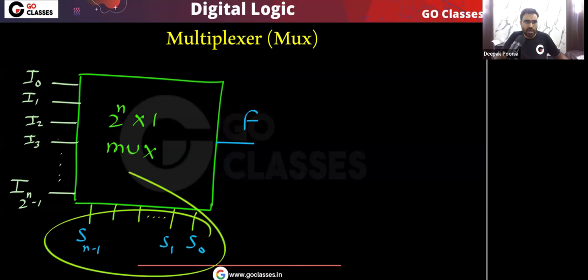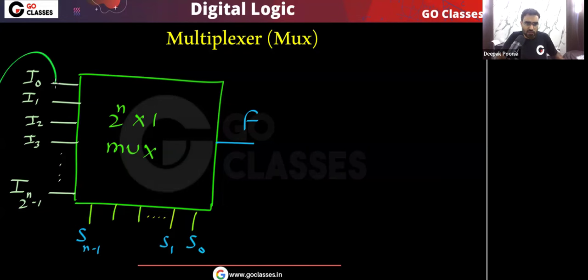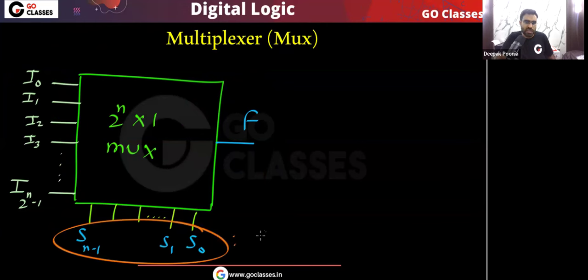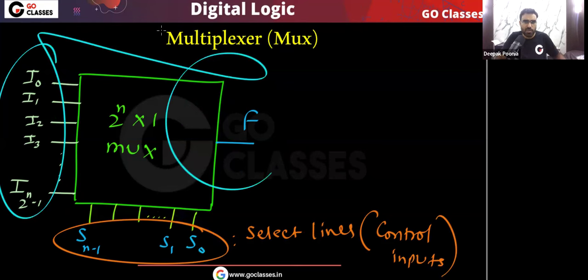So there are total n select lines, and these select lines will decide which input will appear on the output. The output will be equal to one of the input lines, and that decision will be made by these select lines. These n select lines are called control inputs, or you can call them select inputs, select lines or control lines. They are the control inputs because they control which input will appear in the output.